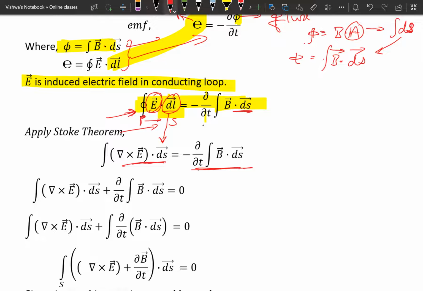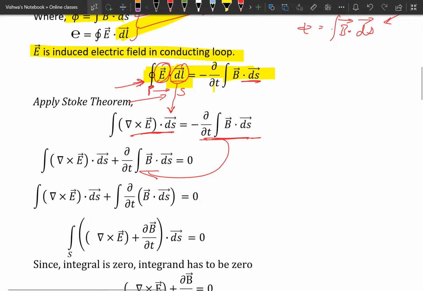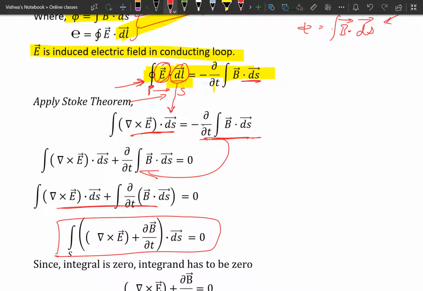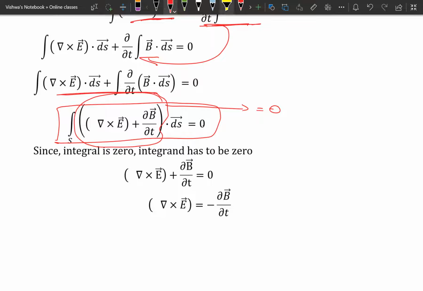Now bring the right hand side to the left hand side, then the sign becomes plus. Then write these two terms in a single integral form. For that, the surface integral of del cross E plus dou B by dou t dot dS is equal to 0. Now this surface integral is equal to 0, then we can equate the integrand, whatever the integration we are going to perform, to 0. That is the next step. For that, del cross E plus dou B by dou t is equal to 0, that we have written here.